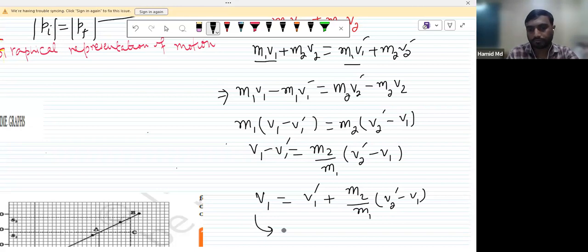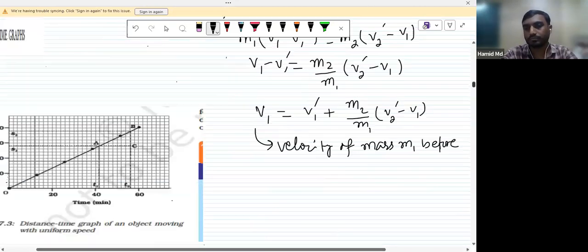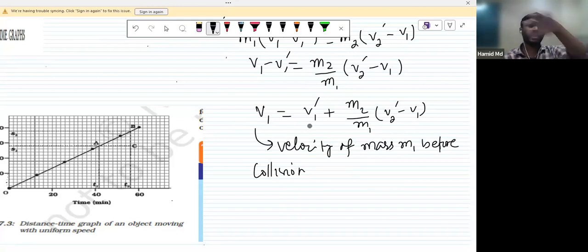This is the velocity of mass m1 before collision, right? We can similarly find the final velocity as well. If we know the initial velocity, we can find the final velocity after collision. Final velocity means after collision, for both of the objects.